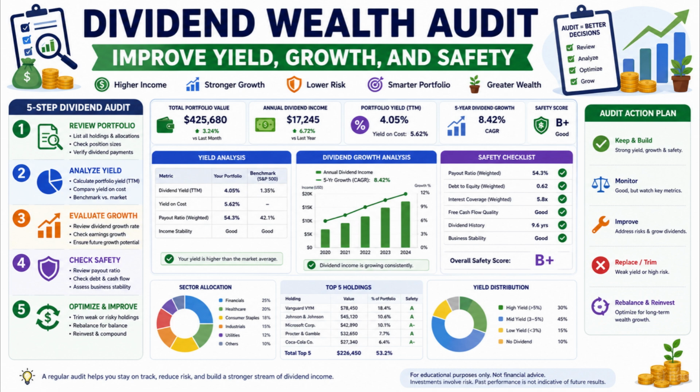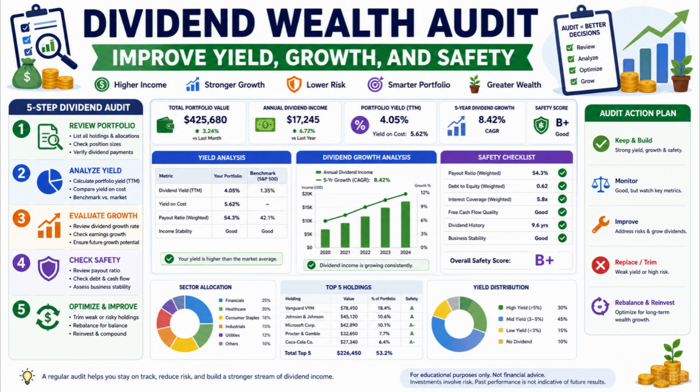Review whether dividends have remained consistent during different market and economic conditions. Companies with stable revenue, dependable cash flow, and strong balance sheets may be better positioned to maintain distributions during difficult periods. Furthermore, examine dividend growth.